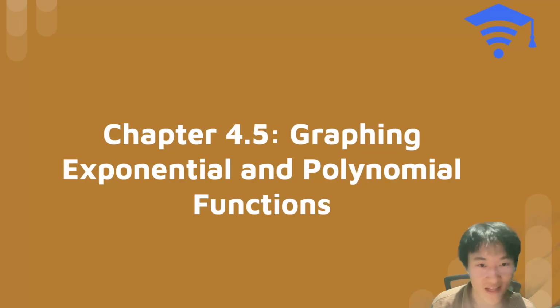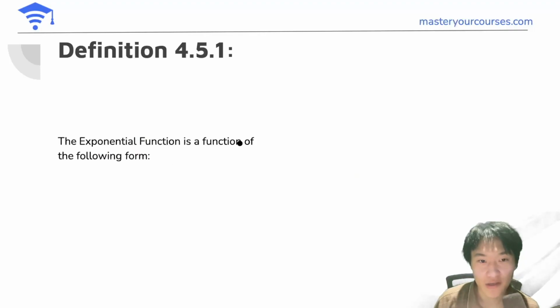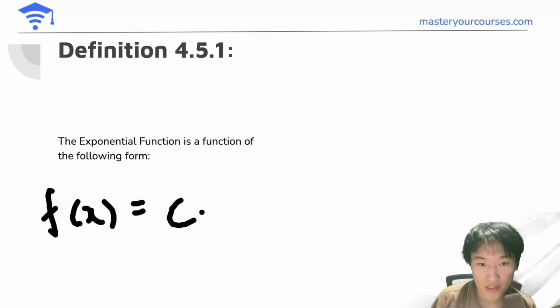Hi, my name is Dai Matsuzaka, and today we're going to be working on Chapter 4.5, Graphing Exponential and Polynomial Functions. So, the exponential function is a function of the following form. So it's f of x is equal to c times a to the power of x plus b.